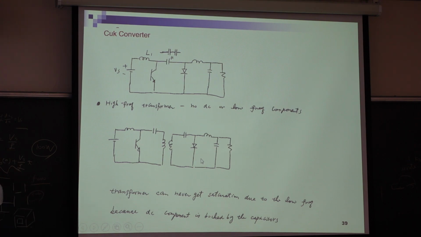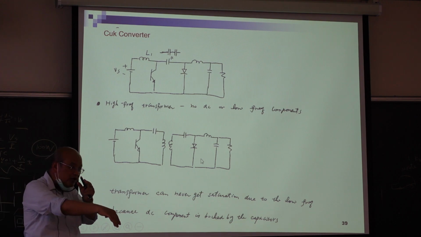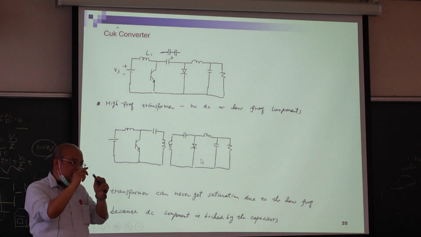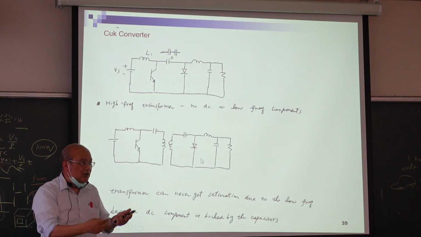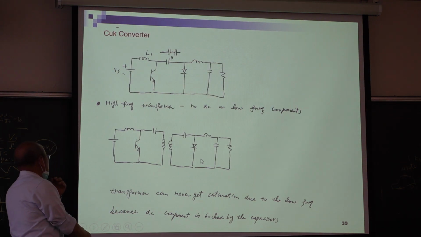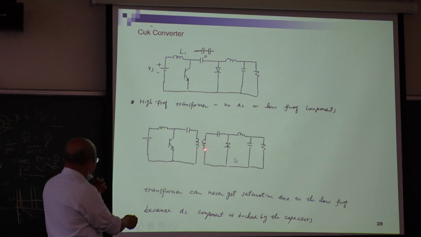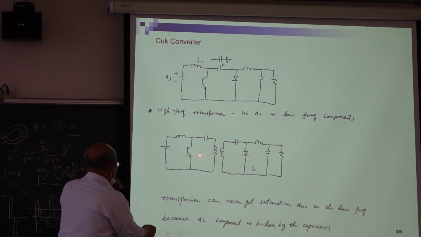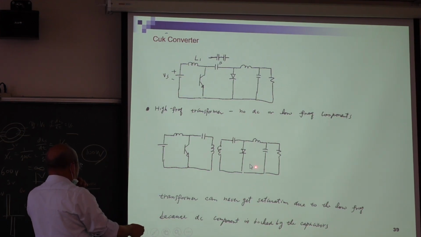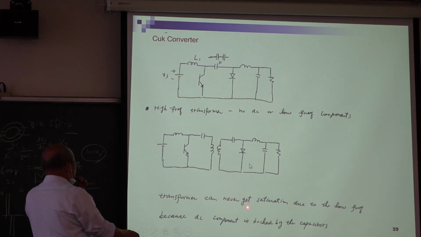Why? Because the capacitor, if frequency is 0, then the capacitor reactance becomes infinity. So can DC flow into the capacitor? No. Capacitor is only coupled for what? AC. So you can see we can use the capacitor to remove the DC current or DC voltage. Then the transformer never gets saturation.